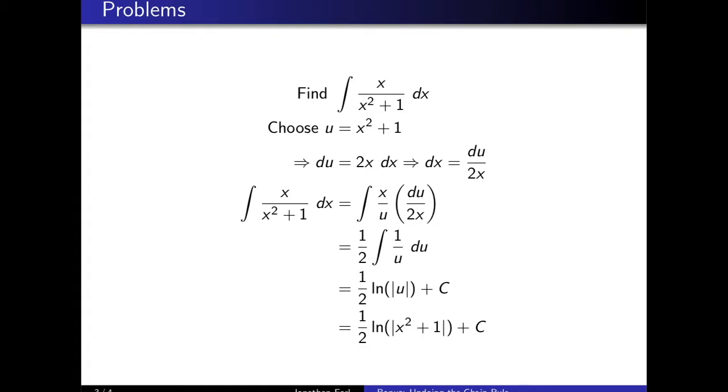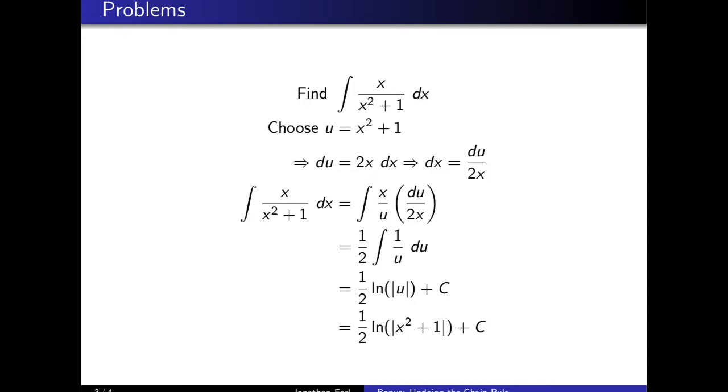So now we're going to substitute things into our integral. We're going to have the integral first of x over x squared plus 1 times dx. We can substitute in the u for x squared plus 1, and then substitute in du over 2x for dx. When we do that, we see that the x sitting in the numerator is going to cancel with the x sitting in the denominator. And then we'll get the 1/2 out in front. So we get 1/2 times the integral of 1 over u du. We know how to do the integral of 1 over u du. That's just natural logarithm of absolute value of u plus c.